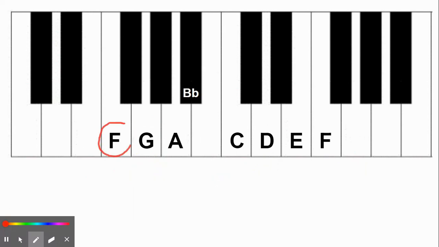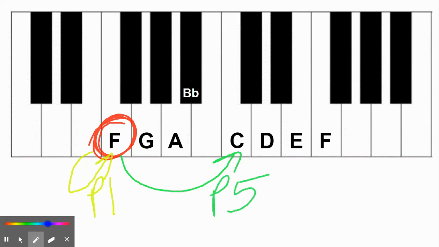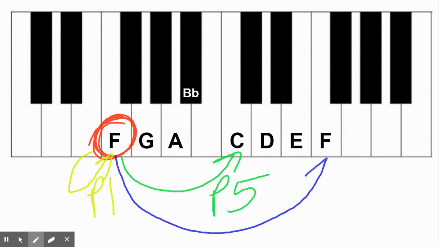If we have an F scale, F is our root. If we just move back to F, we have a perfect unison. You could say perfect one, it would work, but it would be more proper to say perfect unison. If we moved from F to C, we have a perfect fifth. If we move from the lower F to the upper F, we have a perfect octave.